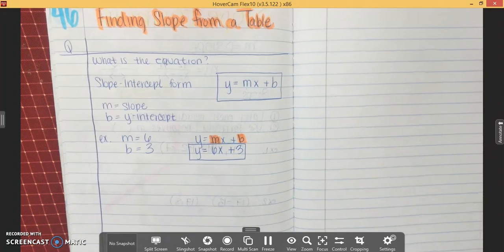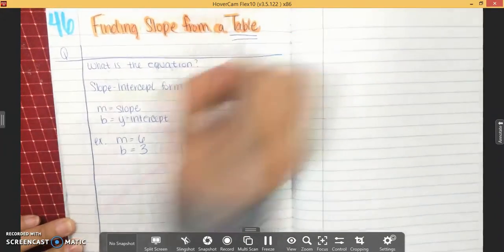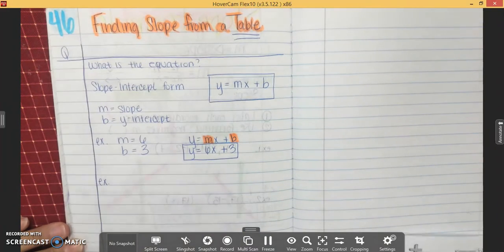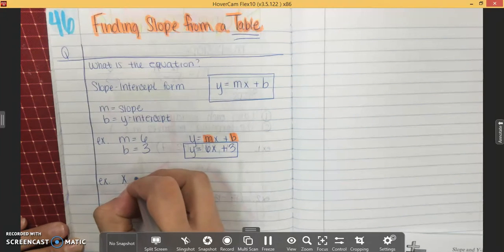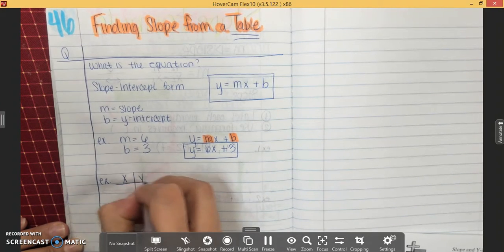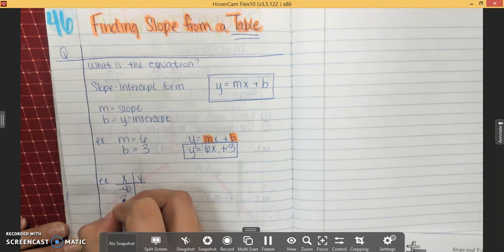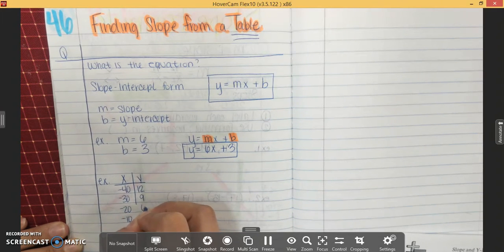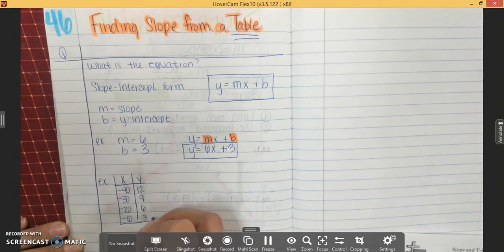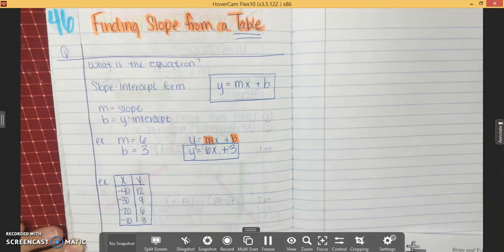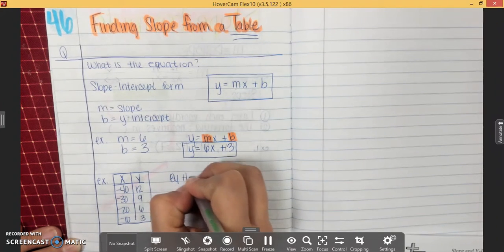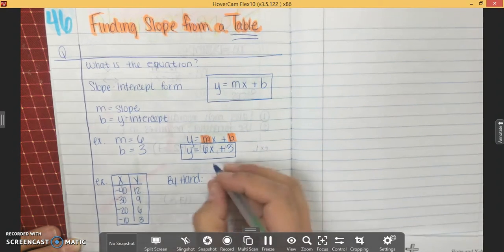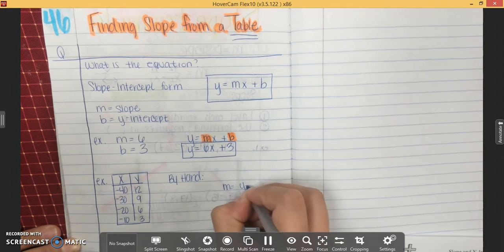So today our main focus is going to be on tables. We're going to be working with tables. So I'm going to go ahead and do example number 1 from your assignment for today. And this is what your table looks like. Okay, so we're going to do this first example by hand. When you're finding the slope of a table by hand, you're going to use the formula that you already learned, your slope formula.